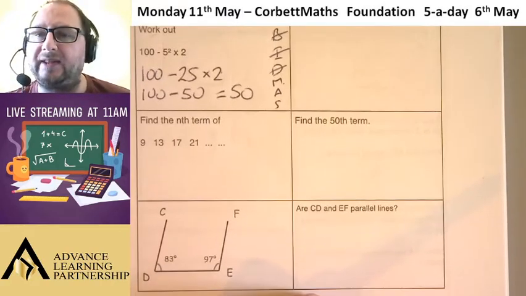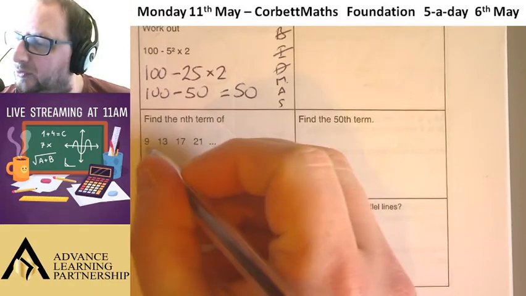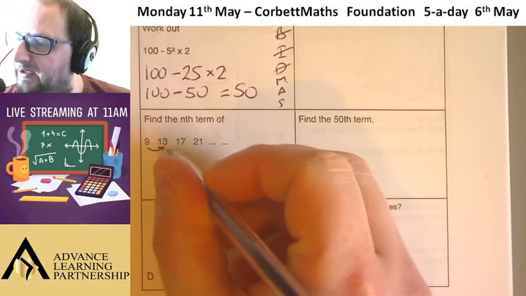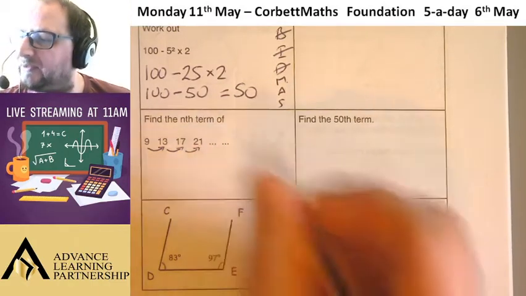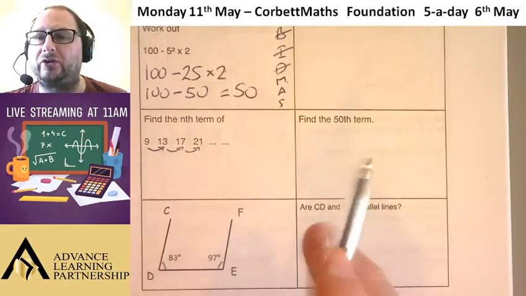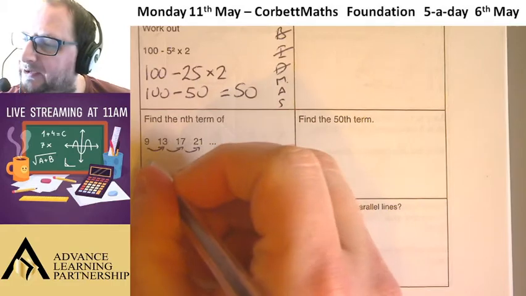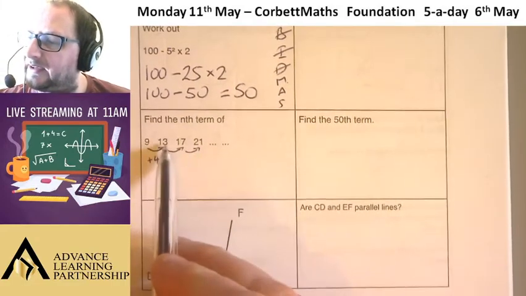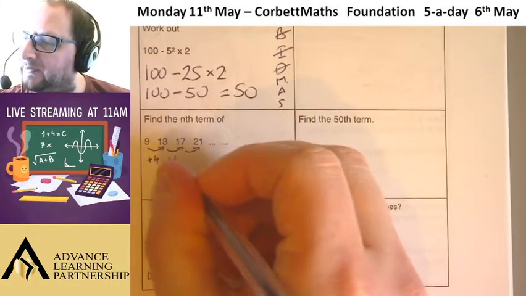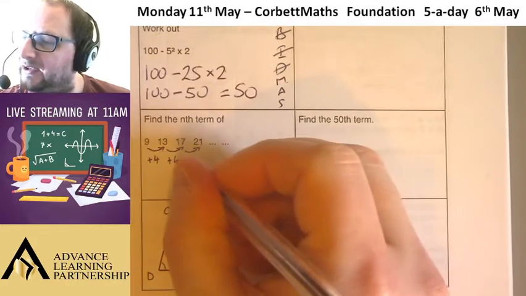So find the nth term of the following sequence. So what we look for is our first difference here, first difference here, and first difference here. And what we're doing is we're checking that that's a constant, so that it's a linear sequence. To get from there to there, you add 4. And to get from there to there, you add 4. And to get from there to there, you add 4.